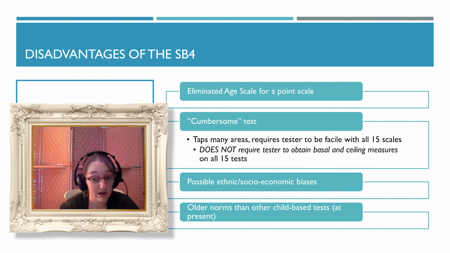There are possible ethnic and socioeconomic biases, just mere exposure. There are differences here. Also, it's a costly test because you have to have a person there to administer. You can't just do pencil and paper. There are older norms than other child-based tests. It's the 1986 version, so those test norms are a bit old compared to other tests, which tend to be updated more regularly, but in more minor incremental ways.